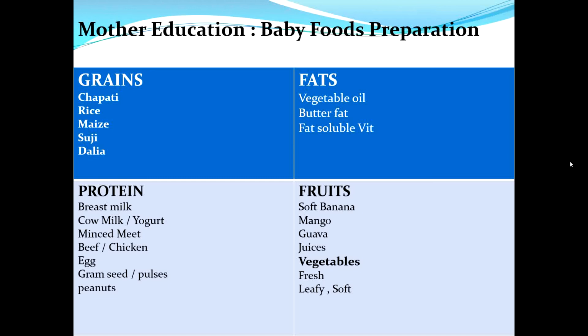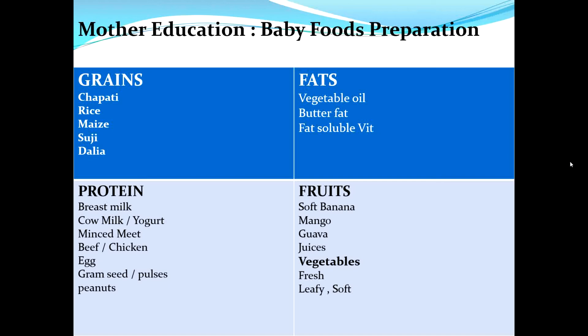Fats: vegetable oils, butterfat, especially sources of fat-soluble vitamins. Proteins: the best is breast milk, followed by cow's milk or yogurt. Minced meat, keema, beef is essentially good. Chicken, eggs, gram seed, pulses, and peanuts. If he cannot take animal protein, then he may still be able to afford vegetable proteins like gram seed, pulses, and peanuts. Fruits should be given in the child's diet, like banana, mango, guava, and juices.